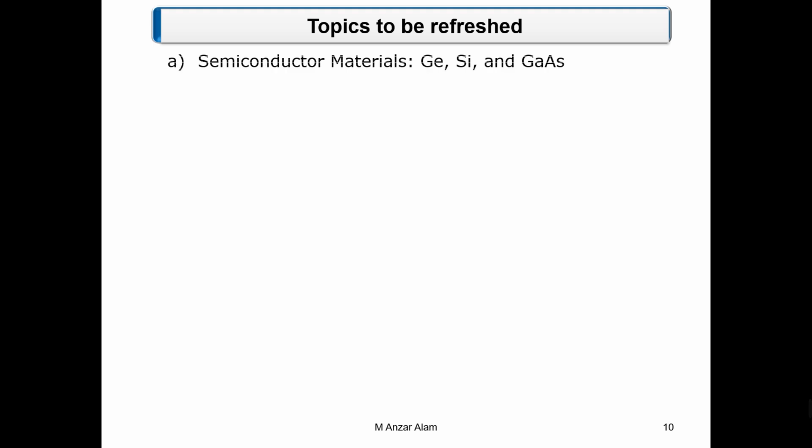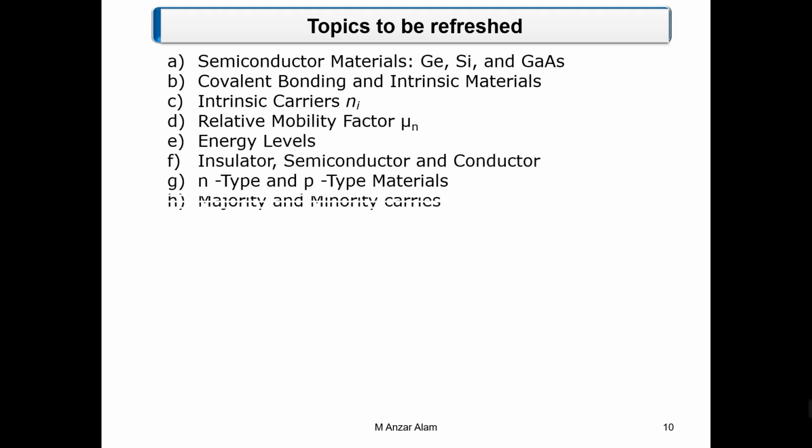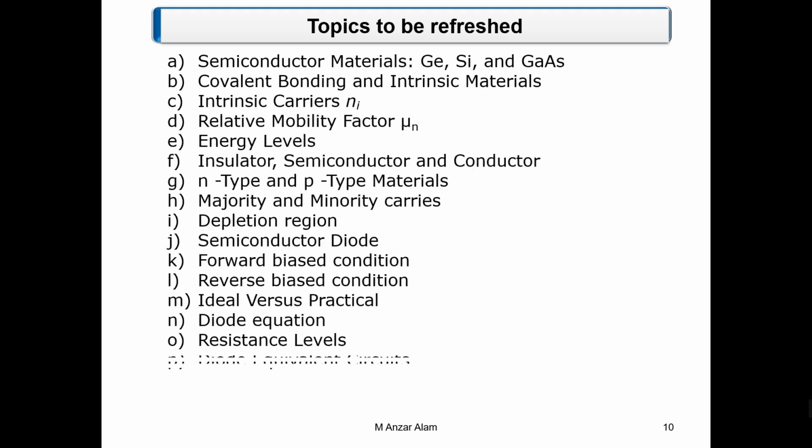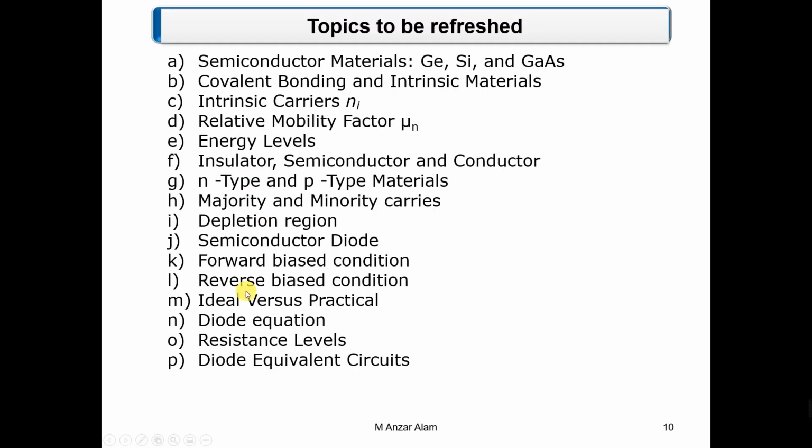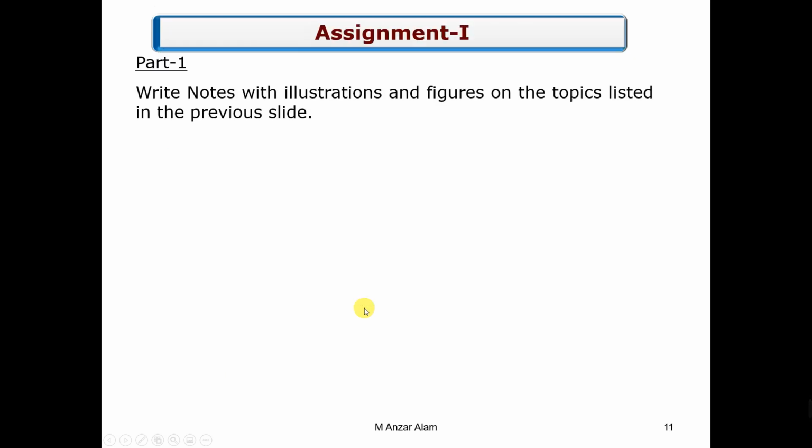So topics to be refreshed here: semiconductor material. All these topics you have to review. I'm not going to read them again and again. Now assignment one: you have to write notes on each of the topics, a couple of sentences with graph and with figure. So assignment one, part one: write notes with illustrations and figures on the topics listed in the previous slide.